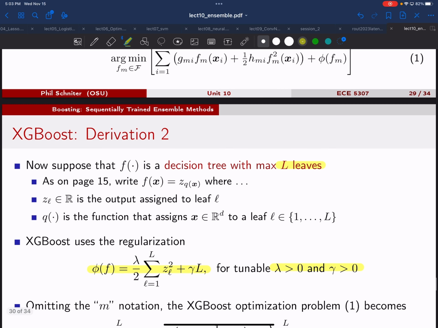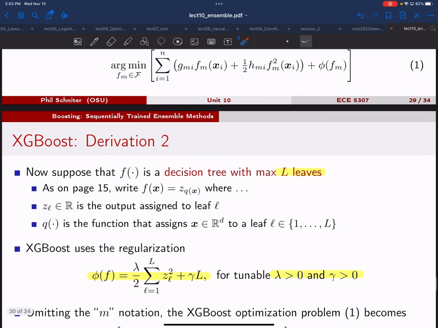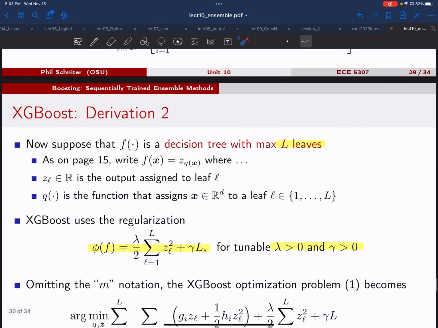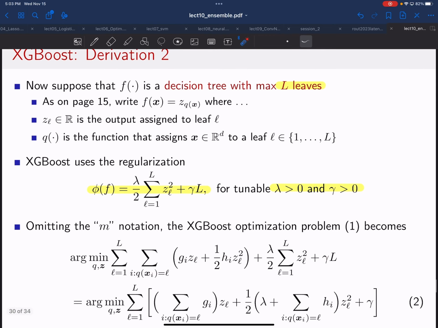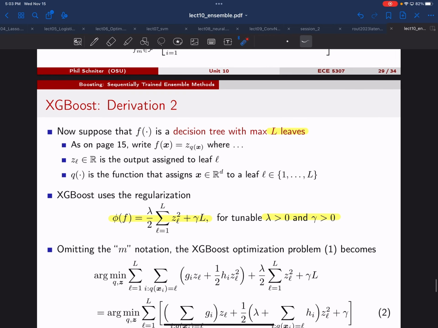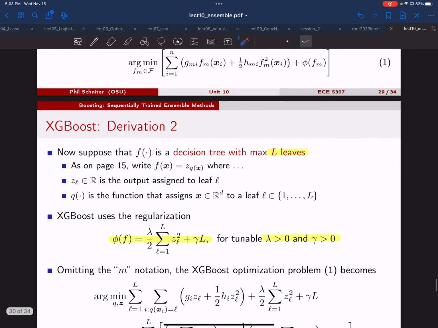Okay, so let's come back to our optimization problem here. To make things a little bit more compact, we're going to omit the M notation. M is just the stage we're working at, so M is constant now, so let's just not get distracted by M. So essentially, I'm just rewriting this equation without the M's. Okay, so this part is this, and then this part is this, the regularization.